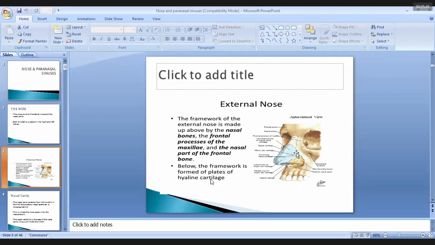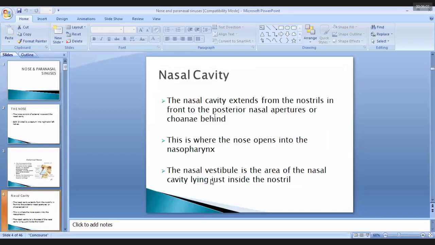Inferiorly, the framework is formed by the plates of the hyaline cartilage. So there are two components, a bony component and a cartilaginous component. Inferiorly, these are the plates of the hyaline cartilage, and superiorly, the framework is formed by three bones: the nasal bones, the frontal processes of the maxilla, and the nasal processes of the frontal bone. Then the second main part is known as the nasal cavity.